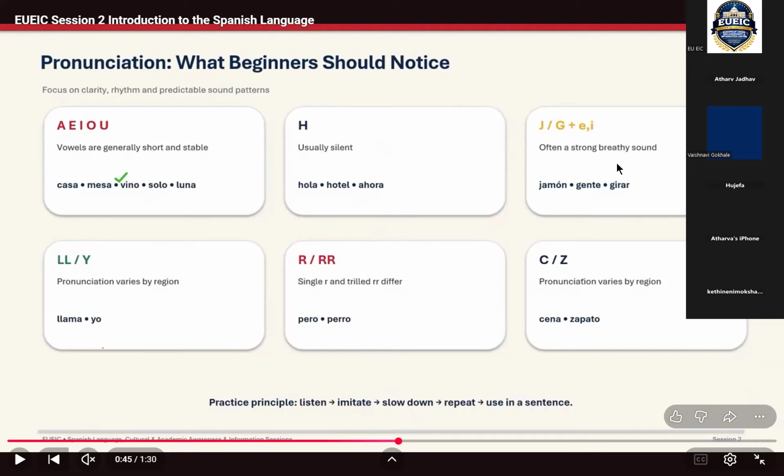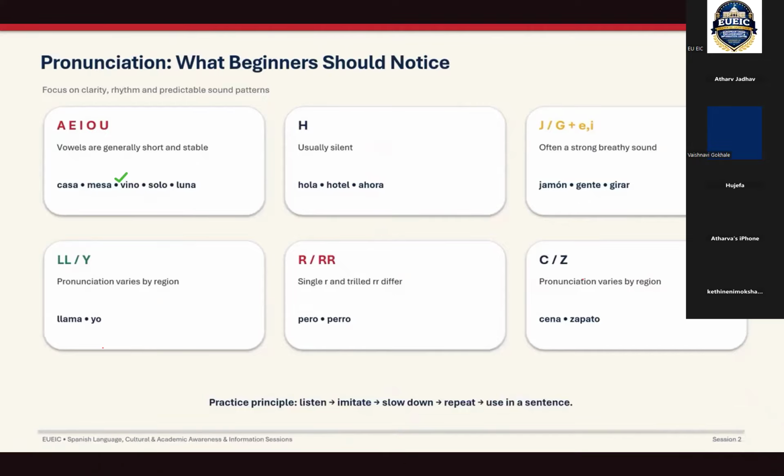And you have J, and G before E and I, a very breathy sound. So this is jamón, gente, girar. Again, these letters are always pronounced differently across different regions. In Spain, it is different. In Latin America, it is different.